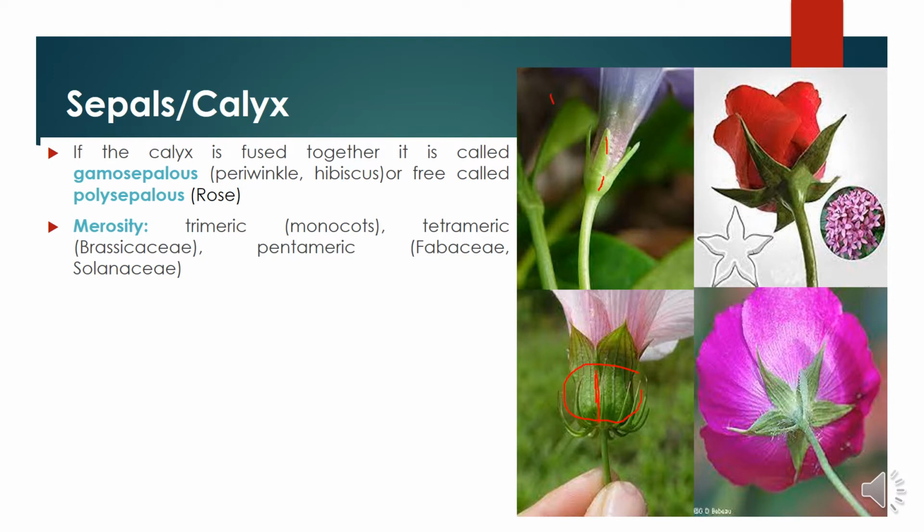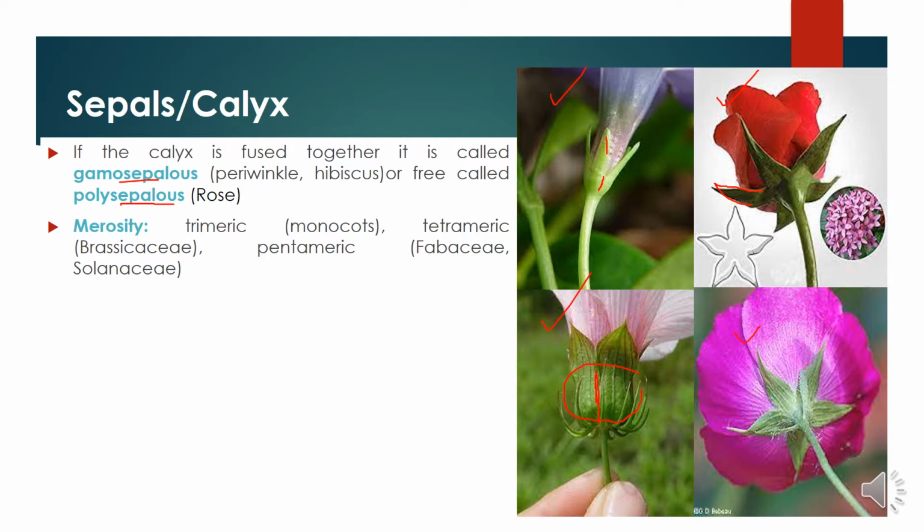So in periwinkle and hibiscus, this type of calyx, where it is united at the base, is called gamosepalous. And when it is free, as here, it is called polysepalous. And polysepalous is common in rose and poppy.